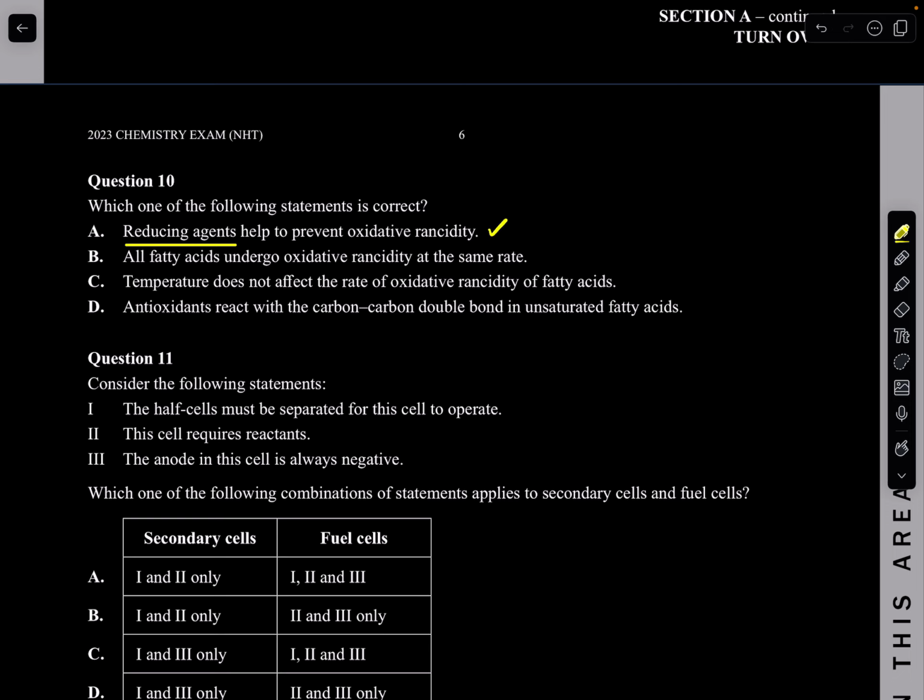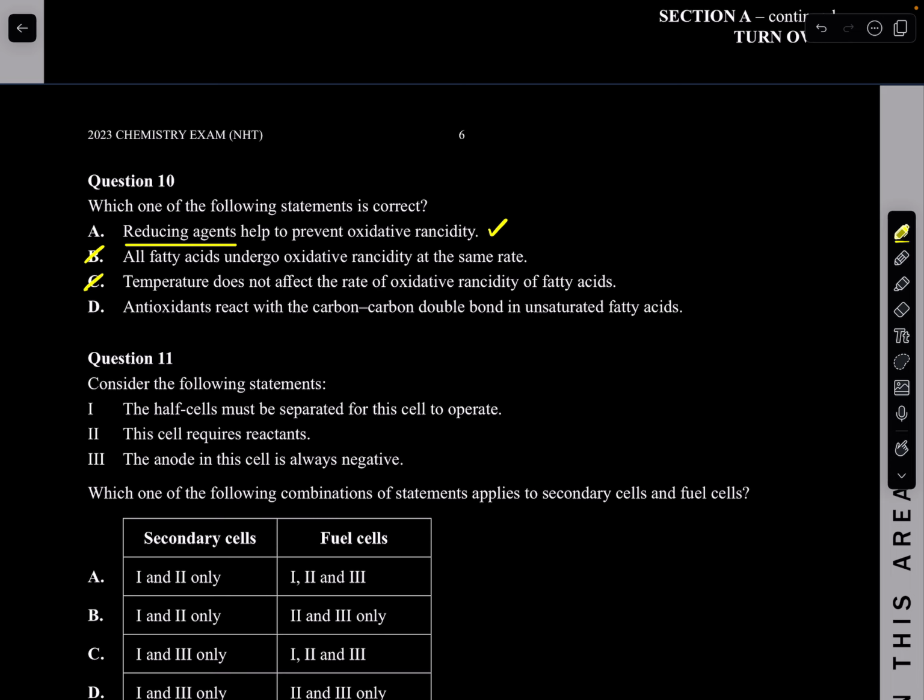B: All fatty acids undergo oxidative rancidity at the same rate. Rubbish. Some fatty acids that have double bonds go quicker because they are more susceptible to the oxidation reaction. Let's have a look at C: Temperature does not affect the rate of oxidative rancidity of fatty acids. Rubbish. High temperature does affect it. It increases the rate of reaction.